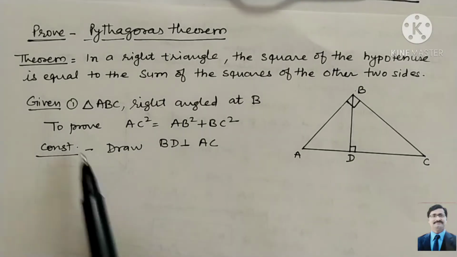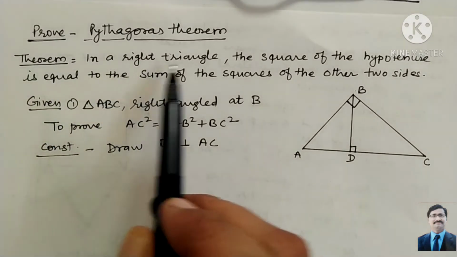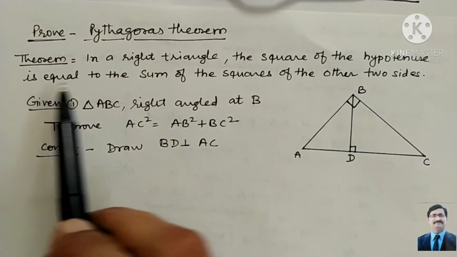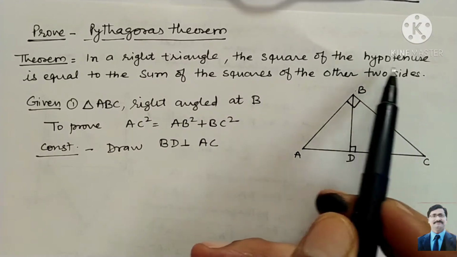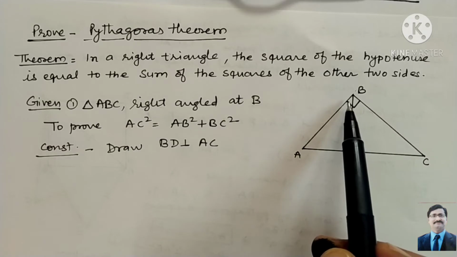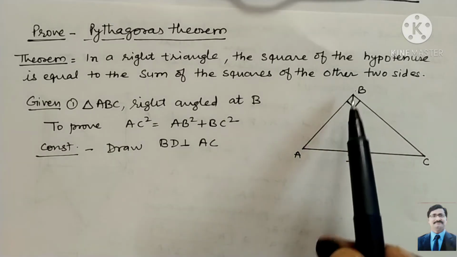Look here, this is the Pythagoras theorem. Here we have to prove that in a right triangle, the square of the hypotenuse is equal to the sum of the squares of the other two sides. Hypotenuse, we know, is opposite to the 90 degree angle. Okay, and we can see the hypotenuse in this diagram.